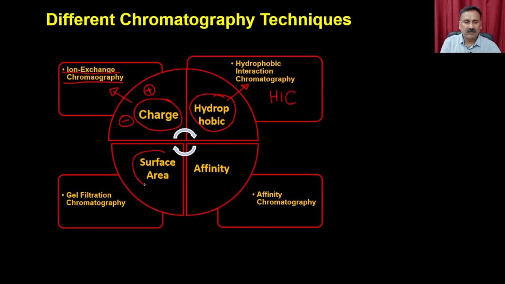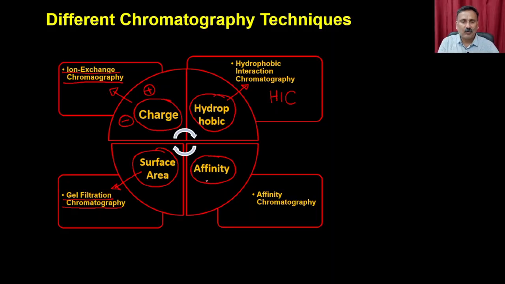Similarly, since proteins are going to have balls of different sizes, you can expect that the proteins are going to be of different surface area. That can also be exploited in a chromatography technique called gel filtration chromatography. And as we said, proteins are also going to have regions which have exclusive affinity for a particular molecule, and that also can be exploited in a technique called affinity chromatography.